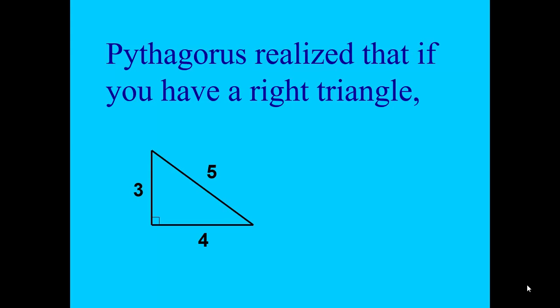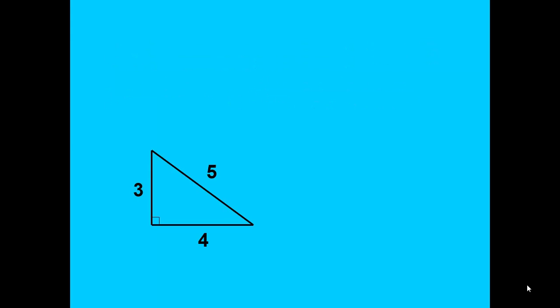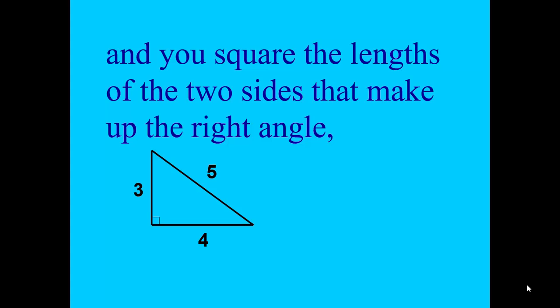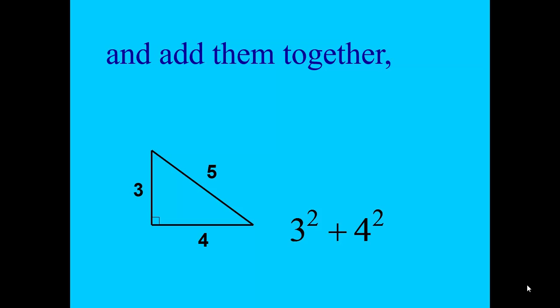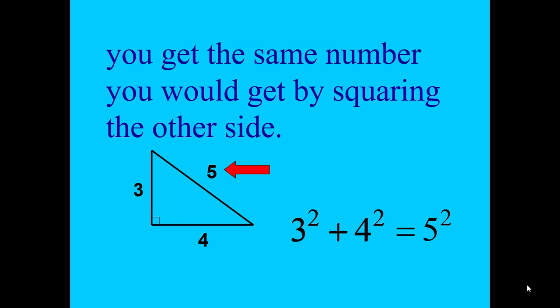And so what he realized is that if you have a right triangle and you square the lengths of the two sides that make up the right angle, which is where our little box is, and if you add them together, you come out with the same number as you would get if you squared the other side. So Pythagoras derived this particular theorem to help others figure out side lengths.